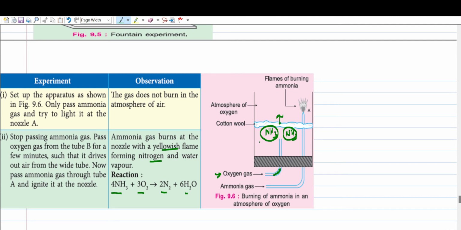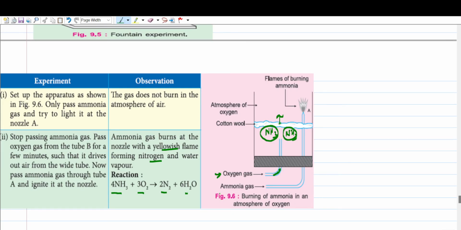So if there is only oxygen, then there is burning taking place. But if there is only ammonia, then there is no burning. So ammonia will only burn when there is excess of oxygen, or we can say the gas burns in presence of excess of oxygen. Is this clear?